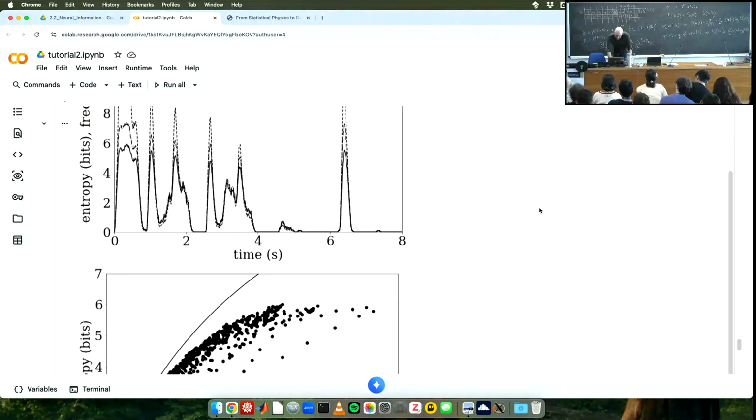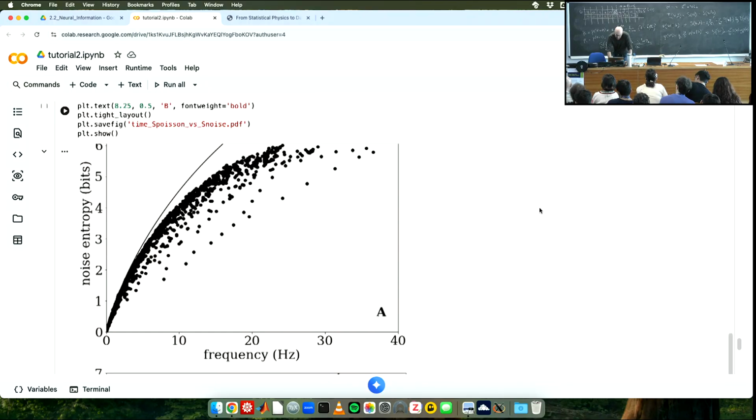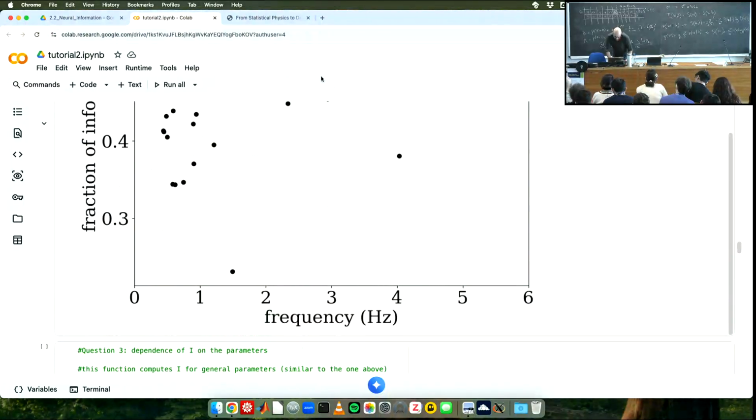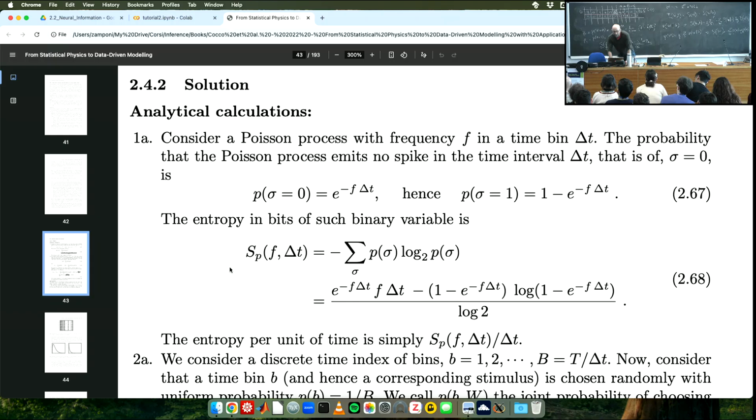Okay, so then you can do other things, but this was an example of how you can use these concepts of entropy and mutual information to analyze another kind of biological data, that are more coming from neural recordings instead of biological sequences.